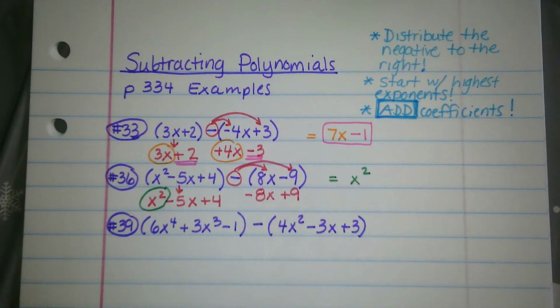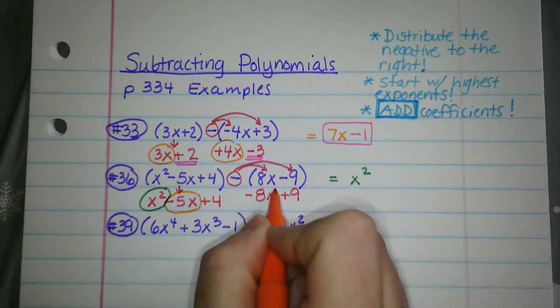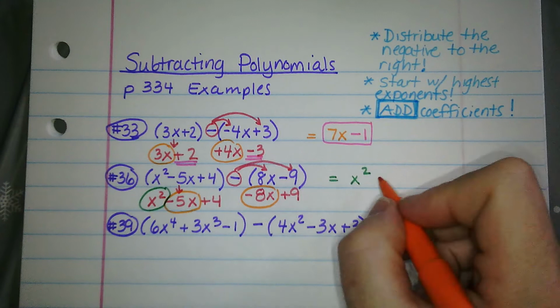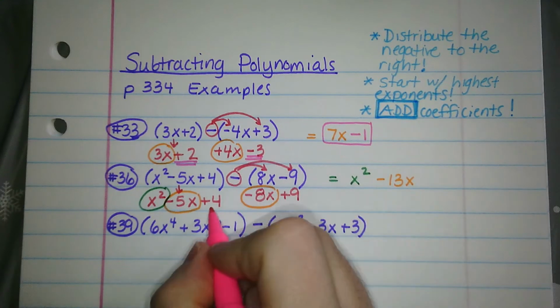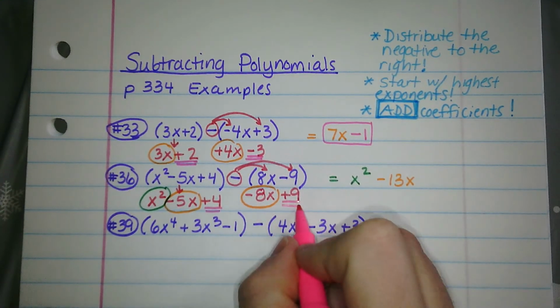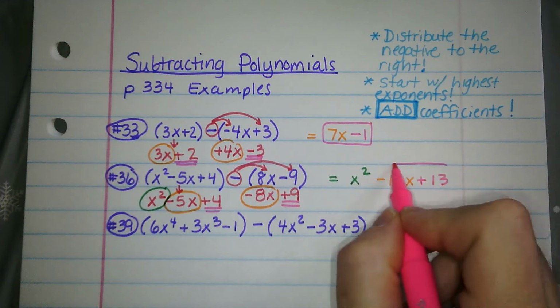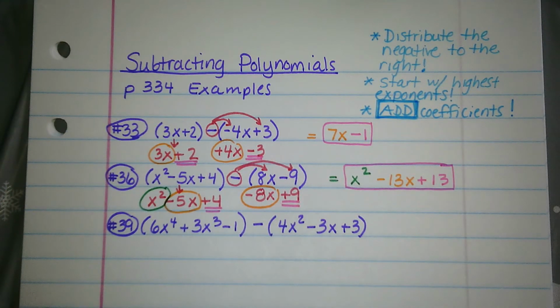Bring them over. Now we're looking for x terms. So when you're looking for x terms, we've got a negative 5 and a negative 8, and we're adding them together. So negative 5 and negative 8 is negative 13x. And then, of course, lastly, we've got the constants, and that would be positive 4 plus 9. So 4 and 9 is 13. And this is our final answer. All right, one more to do.